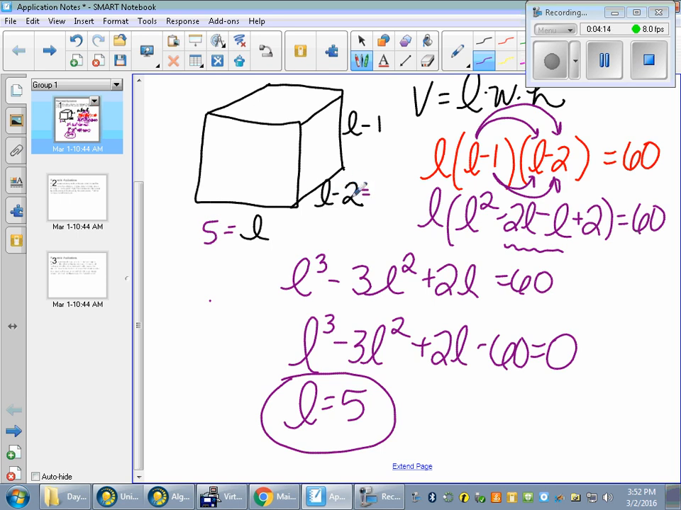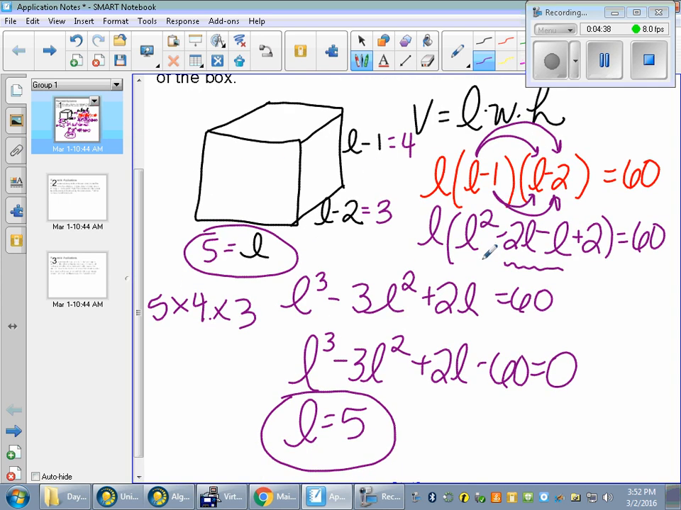Width is length minus 2, or 5 minus 2. And height is length minus 1, or 5 minus 1. So the dimensions here are 5, 4, and 3, and they only ask me for length, which is 5. So the difficulty here in the problem is, can we take what they say in the word problem and put it out into an equation and then simplify it? From here, this is what we've been doing the last couple of days, can we solve and find the solutions? And I only care about positive real solutions here. So if there are other solutions, they're negative or imaginary, and we don't care about those.